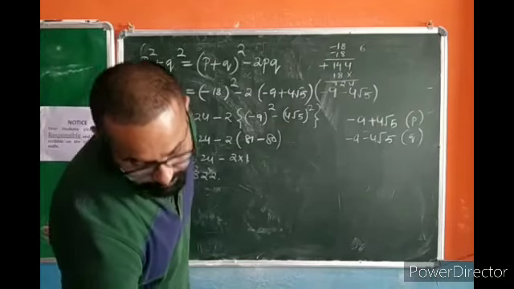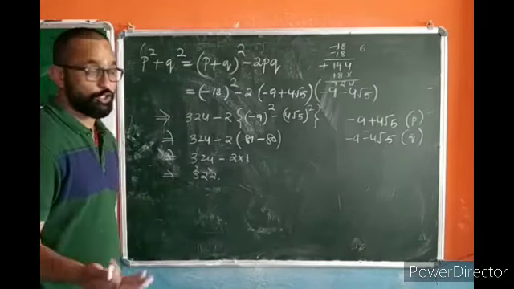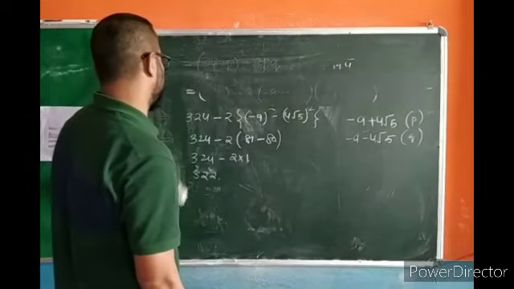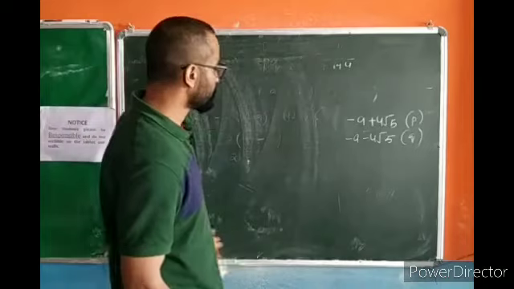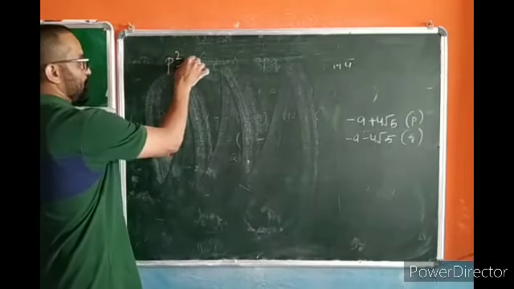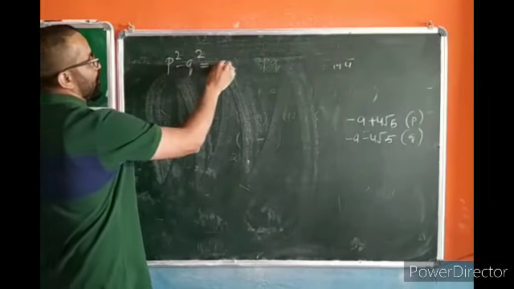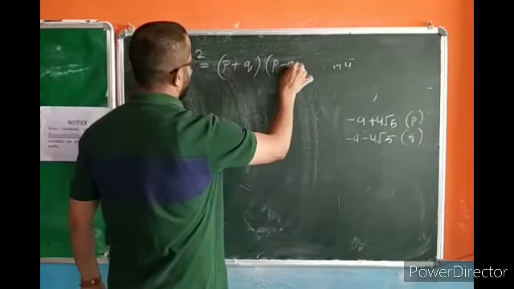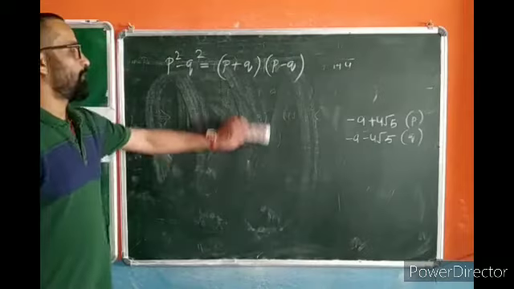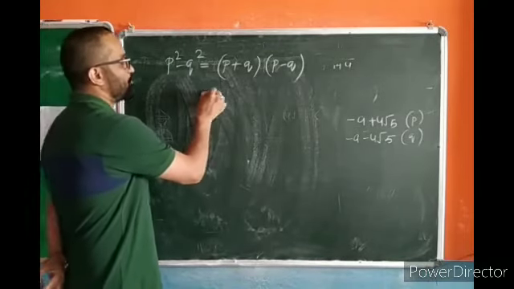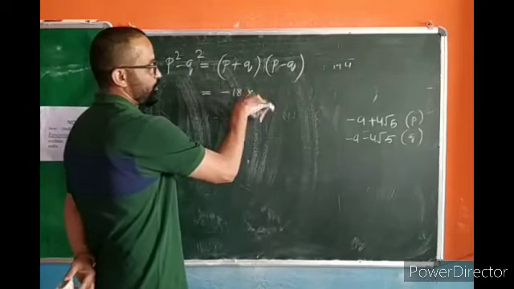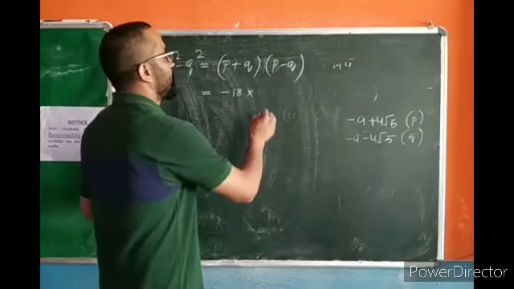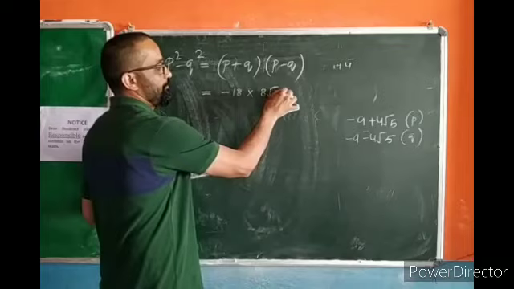The last one is P squared minus Q squared. And you can easily calculate this. P squared minus Q squared can be written as P plus Q times P minus Q, the algebraic formula. P plus Q is minus 18 into P minus Q we have calculated, it is 8 root 5.